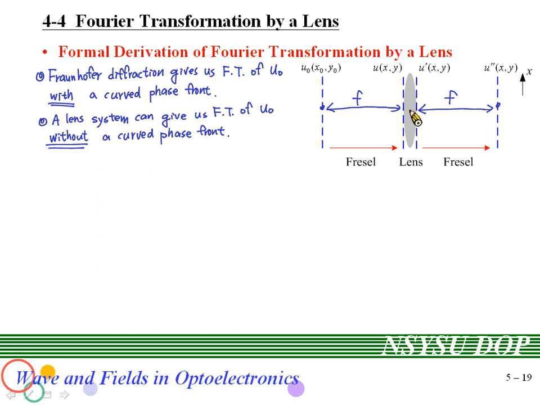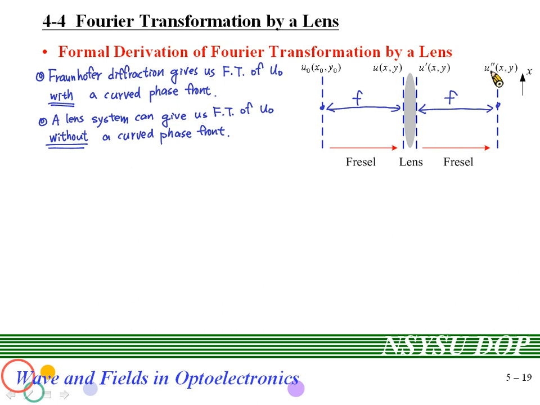Assume that the amplitude at the start point is u0, and the amplitude before the wave passes through the lens is u. After the wave passes through the lens, the amplitude becomes u prime, and as the wave propagates to the observer with a distance f to the lens, the amplitude will become u double prime.